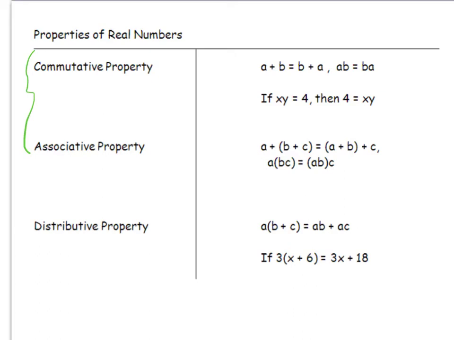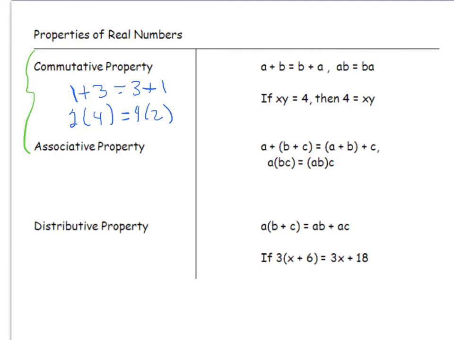So for instance, 1 plus 3, which gives you 4, is the same as 3 plus 1, which also gives you 4. And then multiplication-wise, for instance, 2 times 4, which gives you 8, is the same as 4 times 2, which also gives you 8.